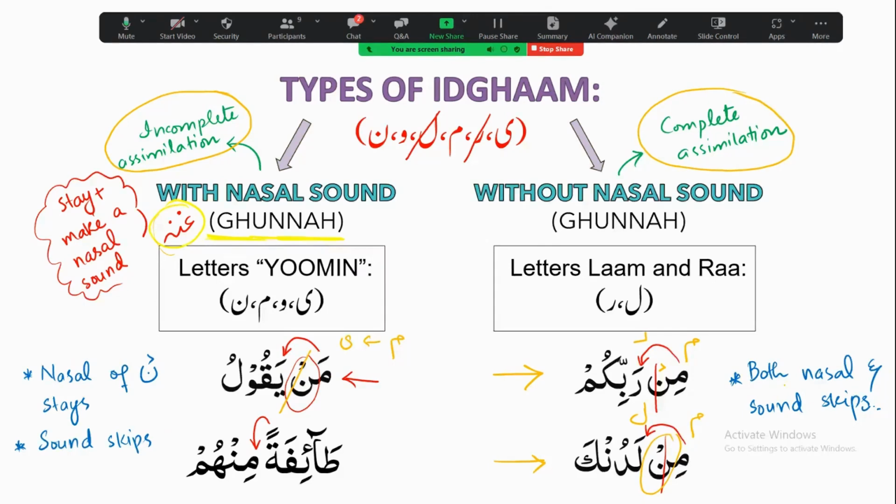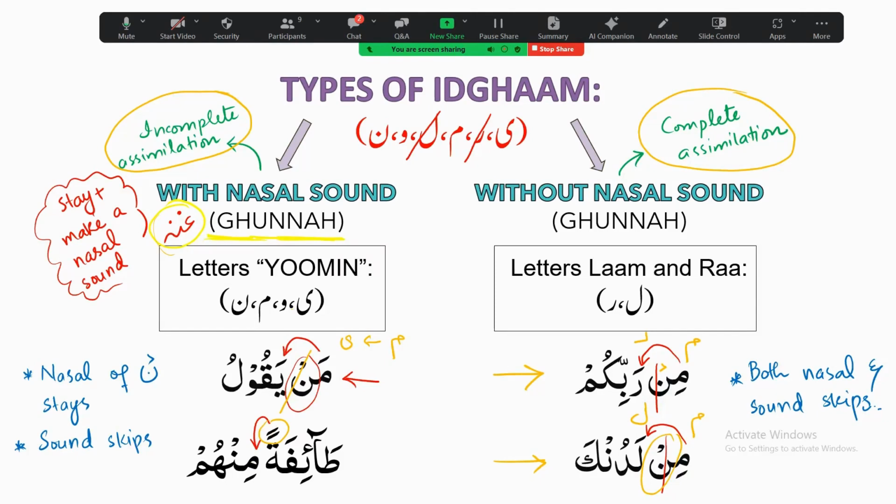But in the first type, both nasal and sound skips. Okay, so in the next example, طائفة منهم. In this example, you see a tanween of fathatain on the first letter, and after this tanween on this ta letter, you see meme letter in the next word.